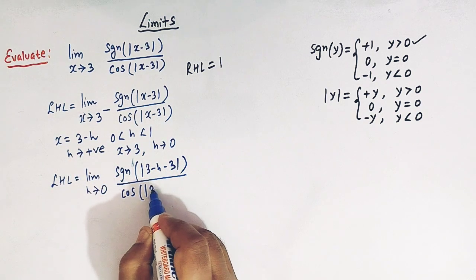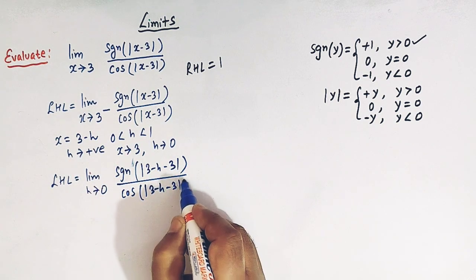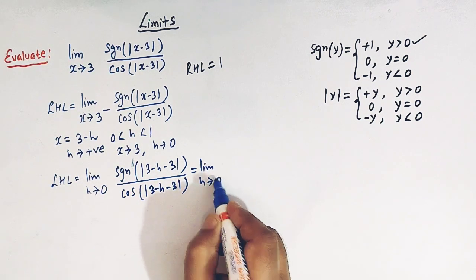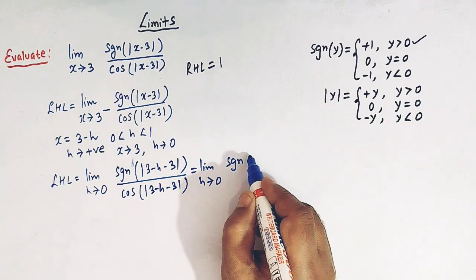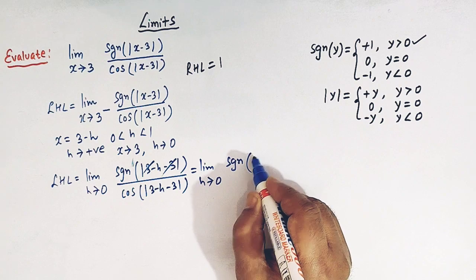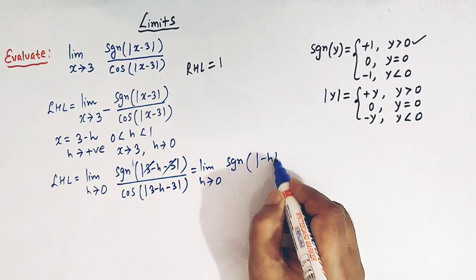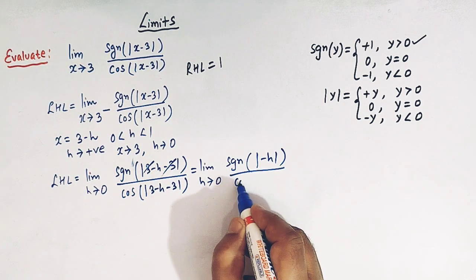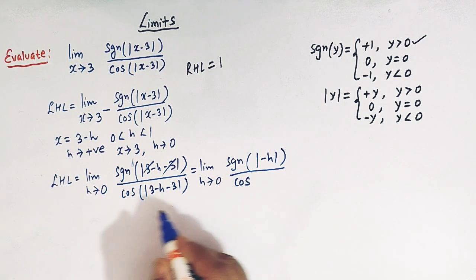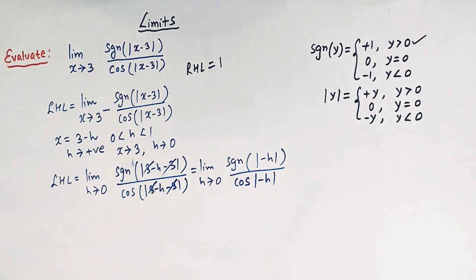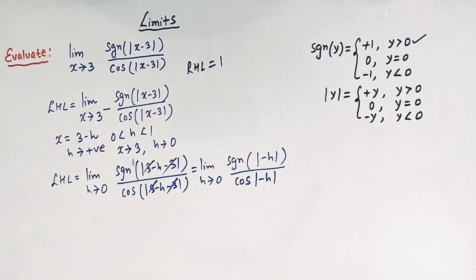So this is 3 minus h minus 3, right? So now we can write limit h tends to 0. We have signum of, here 3 and 3 get cancelled, so we have signum of mod of minus h, right? And now in the denominator we have cosine of, here 3 and minus 3 get cancelled, so we are left with cosine of mod of minus h.